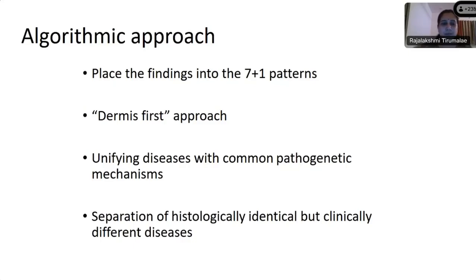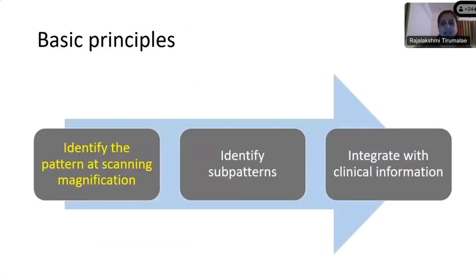And contrary to the approach which starts with defining the epidermal changes first, this approach uses a dermis first approach. So you're trying to first define what is the dermal pattern and then look at the epidermal changes. And there are certain advantages and disadvantages with this method. So we will look at that as we go more into the details. So basically, there are 3 steps. First of all is to identify the pattern on scanning magnification. And it is very helpful if one has a 1x or a 2x scanner, which would give you a very accurate description or an idea of the pattern.